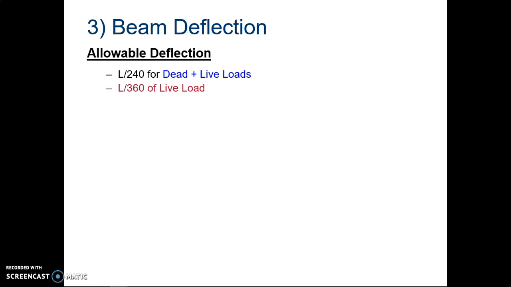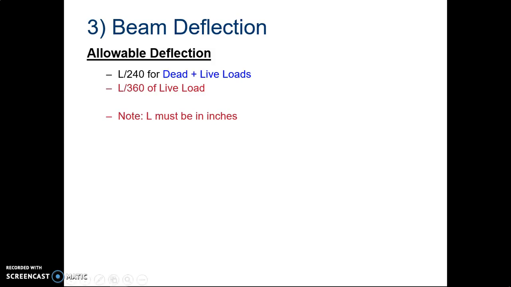The second equation is L over 360 for just live load. So you have to do this twice. Once for the allowable deflection for dead and live, that's L over 240, and then L over 360 is the allowable deflection from just live load. And just a note, L must be in inches. Typically, L is going to be given in feet, multiply it by 12, and then that's what you'll be using.